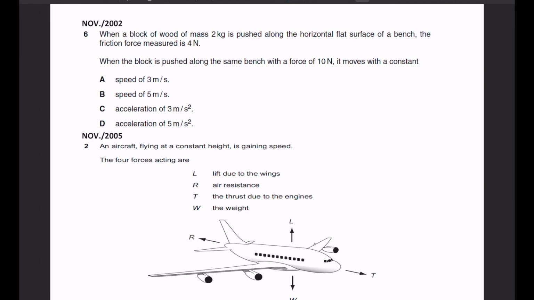So guys, let's have a look at some of the past paper questions and some MCQs. It says when a block of wood of mass 2 kg is pushed along a horizontal flat surface, the frictional force is 4 Newton. When it's being pushed by a force of 10 Newton, it moves with a constant acceleration. So obviously, if the friction force is 4 Newton and the forward force is 10 Newton, the resultant force must be 10 minus 4 equals mass times acceleration, 2a. So 6 equals 2a, so there must be a constant acceleration of 3 meters per second square. My answer is going to be C.